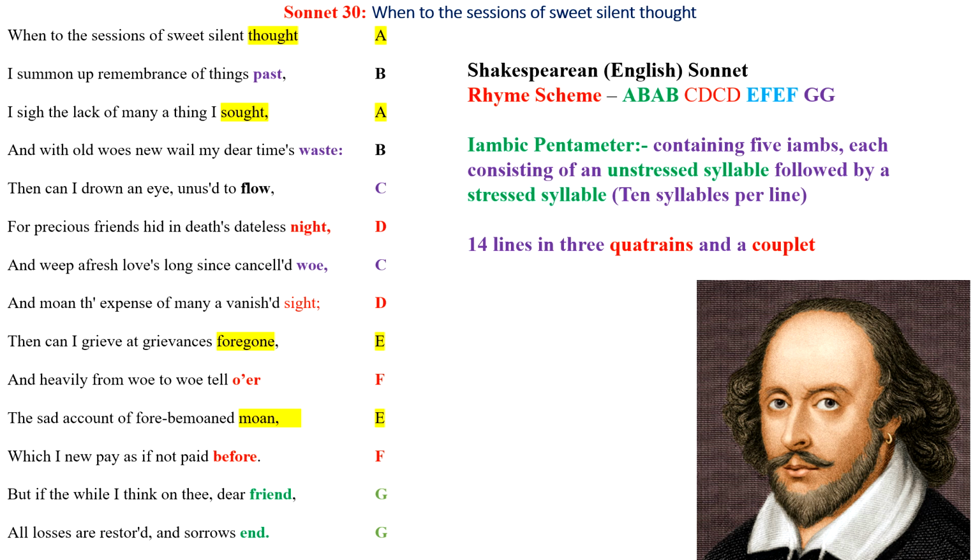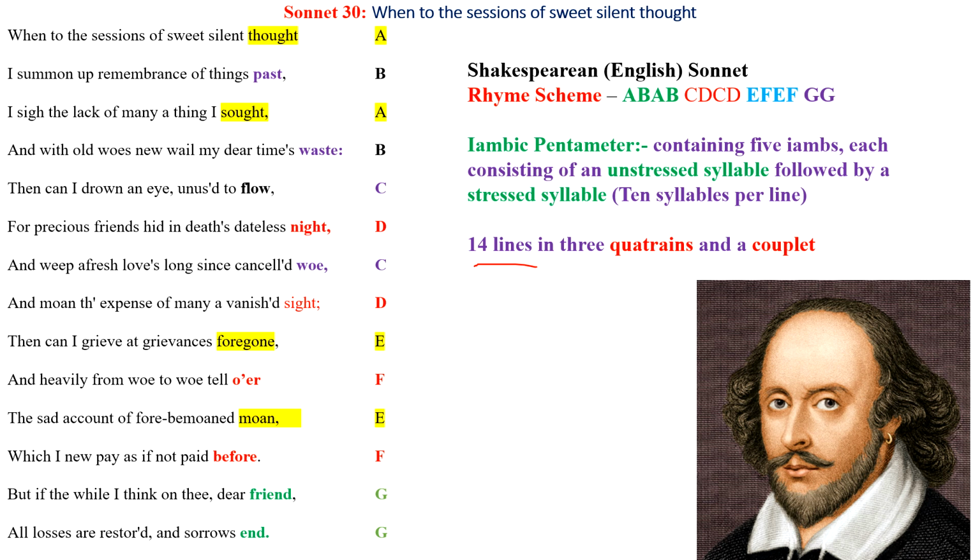Today we're going to learn William Shakespeare Sonnet 13. When to the sessions of sweet silent thought. So this is an English sonnet, or also called a Shakespeare sonnet. And let's see what a sonnet is. A sonnet is a poem of 14 lines.